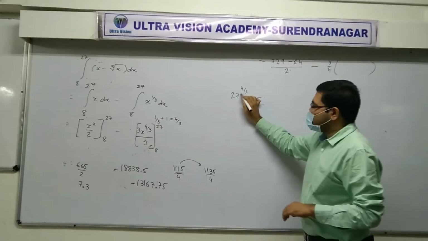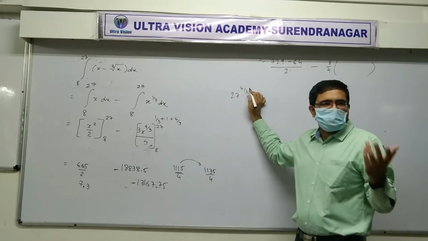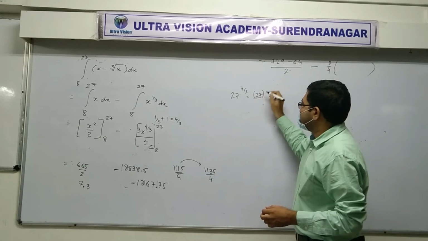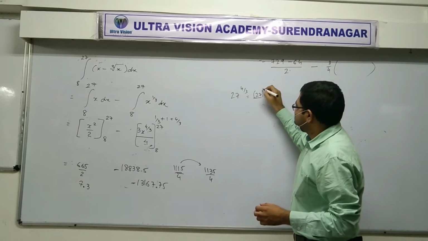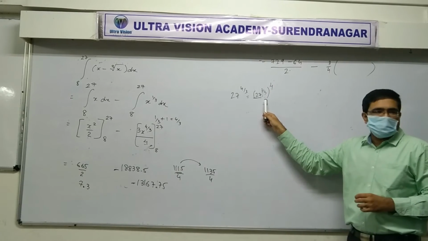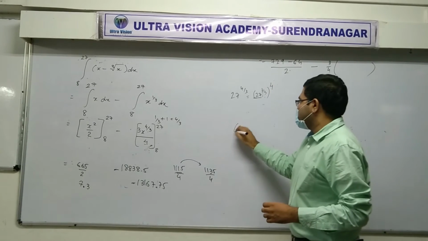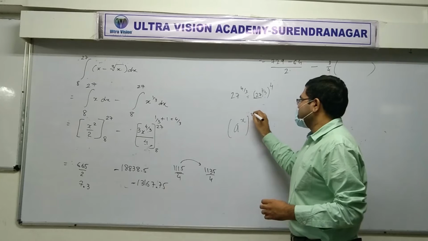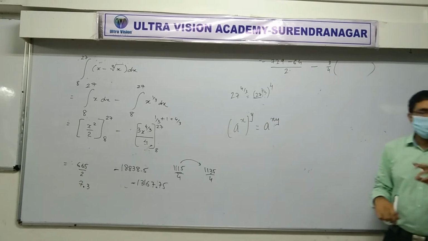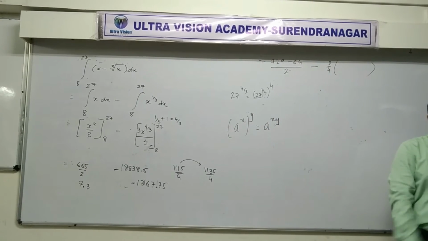It is as follows. Whenever you have such complicated powers, you can try and do it like this. 27 raised to 4 by 3 can be written like this. Do you remember what I told you about this? A raised to x raised to y is a raised to xy. So we are using the same rule, but the other way around.